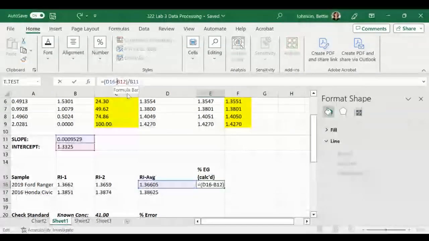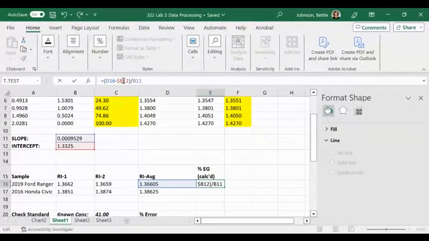One thing you're going to want to do to be able to copy and paste this formula to other cells is fix the slope and the y-intercept cells to cell B11 for the slope and cell B12 for the intercept. The way we do that is we use the dollar sign in front of the column letter and the row number, and that means every time you copy and paste that formula, it will always use that exact cell for the slope and that exact cell for the y-intercept.